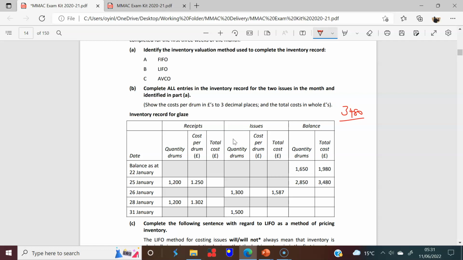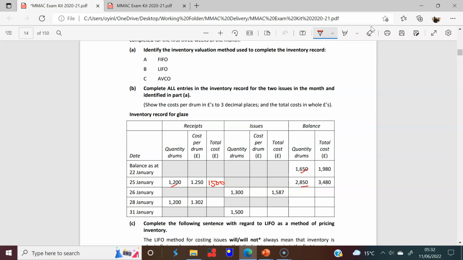You start the month, I believe it's the month, with 1,615 valued at that. You then buy in another 1,200 for this. So let's first add and multiply this and just know what the valuation of that is. The 1,200 units you just received at £1.25 is worth 1,500, which means that you now add these together. Of course, the 1,650 and the 1,200 is 2,850, and that gives you a total cost of 3,480.